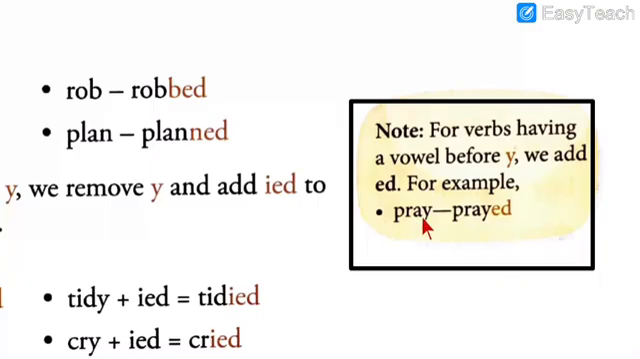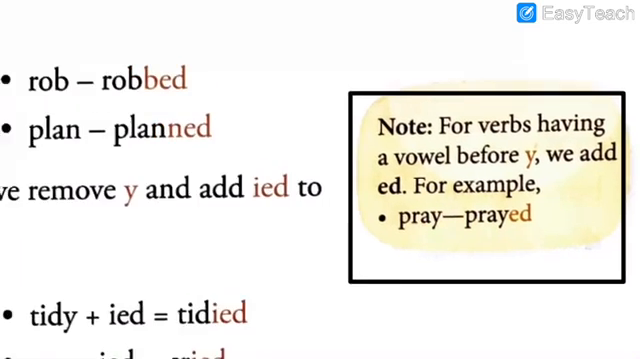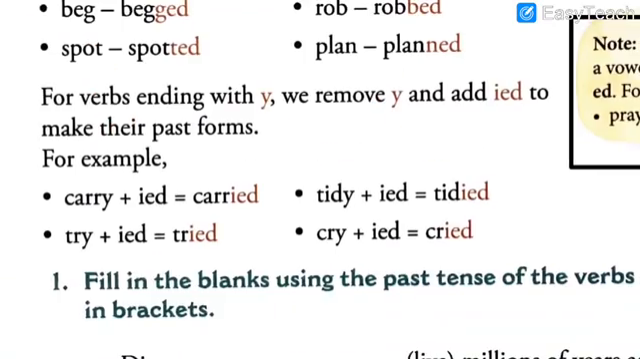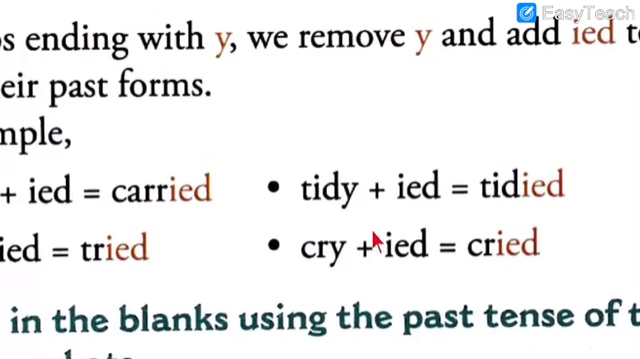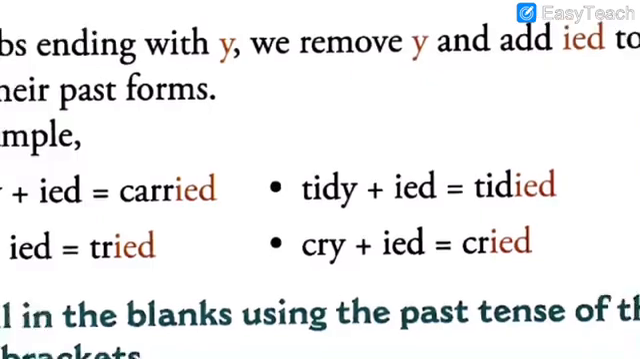So here if you see pray. Though there is Y at the end, we don't have to add IED. What do we have to do? We just have to add ED, because before this Y, vowel A is there. Here if you can see, before the alphabet Y, R is there. R is not a vowel. That is why we have added IED. If before Y a vowel is there, then we have to just add ED.